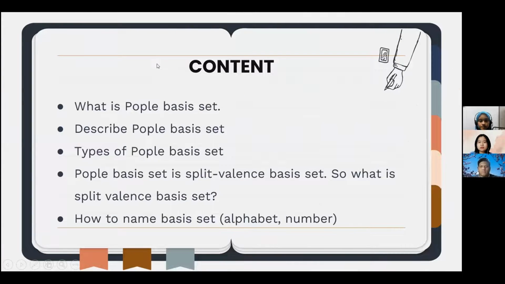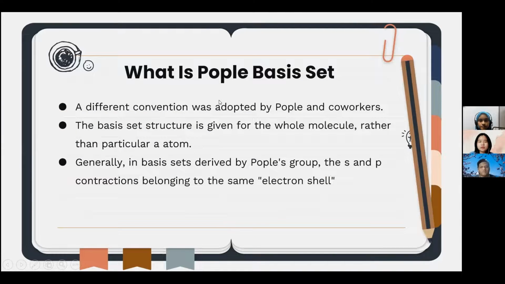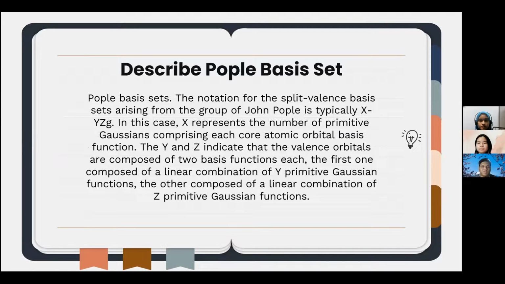So these are the contents of our presentation. The first one is we are going to explain what the Pople basis set is. The Pople basis set is a different convention adopted by Pople and co-workers. The second one is that the basis set structure is given for the whole molecule rather than a particular atom. Generally in basis sets derived by Pople's group, the S and P contractions belong to the same electron shell.